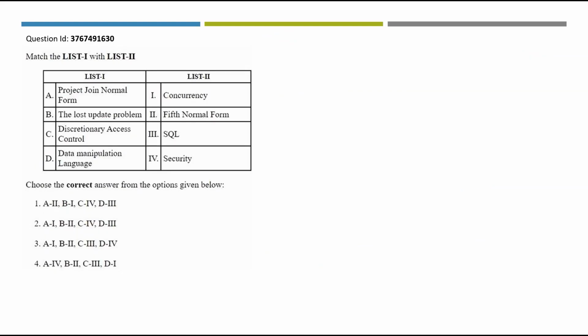Next question, match the list 1 with list 2. Project join normal form. Fifth normal form is also known as project join normal form or PJNF. A will be mapping to 2. A2 is available only in one of the options, so we can rule out the other 3. Option number 1 will be the right answer.